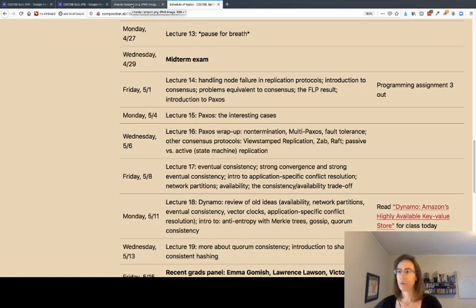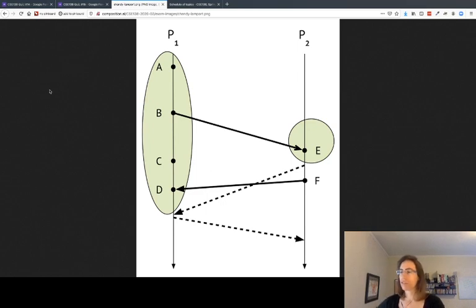This was a question where we showed you this run of a buggy implementation of the Chandy-Lamport snapshot algorithm. And the question was, what was the bug in the implementation of the algorithm, and what went wrong as a result of that bug? So we gave you some hints here. The solid lines here are application messages. The dotted lines are the marker messages sent by the algorithm.